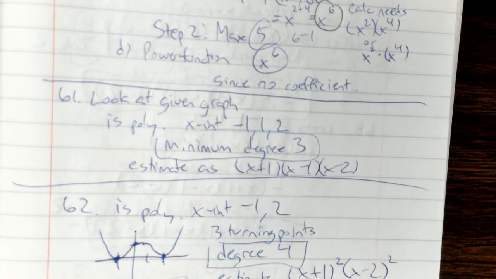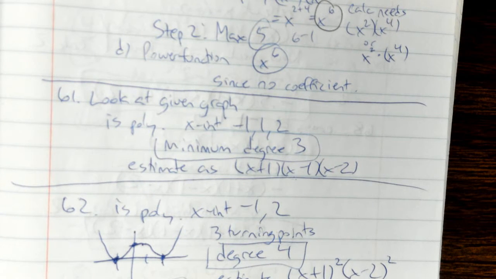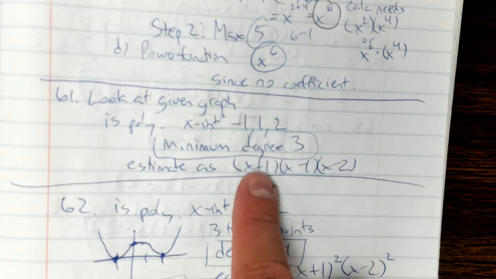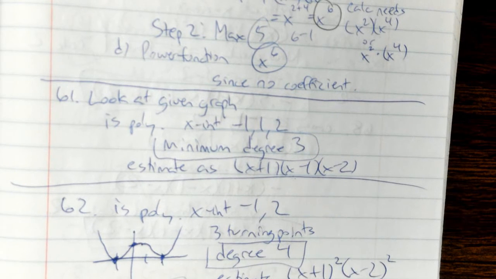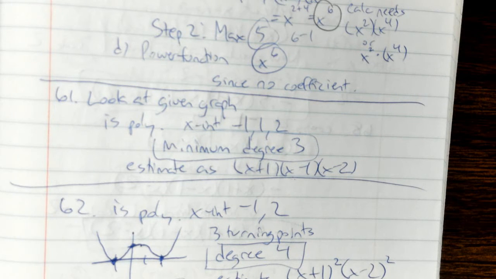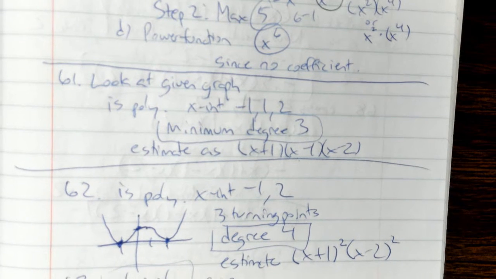Those are your x-intercepts, -1, 1, and 2. So our minimum degree is 3. And so I'd estimate that function to be x plus 1 times x minus 1 times x minus 2. Looks like you don't have to do anything beyond that for it. Minimum degree 3.